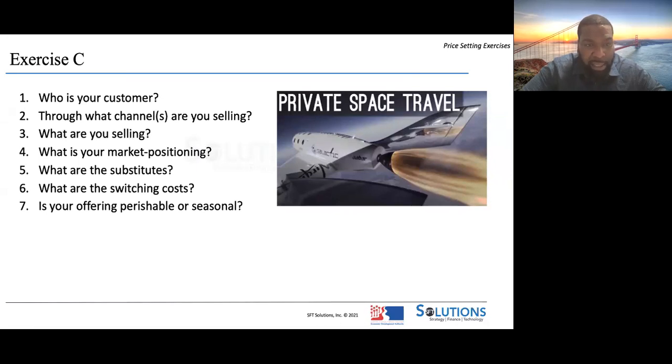I know Tesla is working on this, and SpaceX is also working on this, but if I were the entrepreneur and I were to sign someone up for a journey, I would definitely ask for a deposit. I don't want folks backing out at the last minute. Is the offering perishable or seasonal? It's very perishable, right? Because once that flight is done, it's done. So you've got to make sure to sell as many seats on that flight as possible before that flight takes off. So those are all things that I take into account as I price this private space travel excursion.